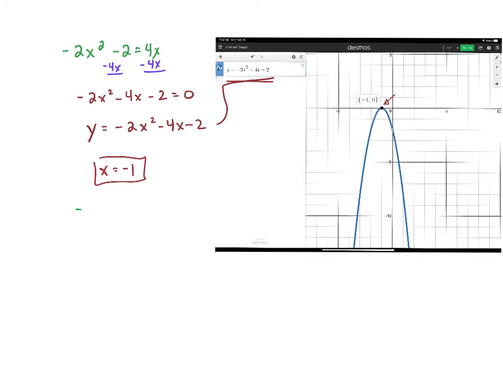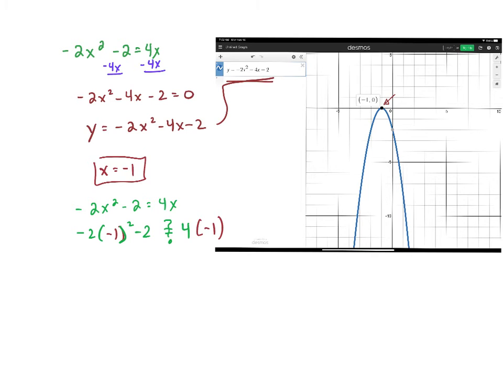I'm going to rewrite the original equation down here so I can show you all the substitution. So it's negative 2. Now x is negative 1. Just checking to see if it works out. Does it equal 4 times negative 1? Let's compare the left and the right-hand side.